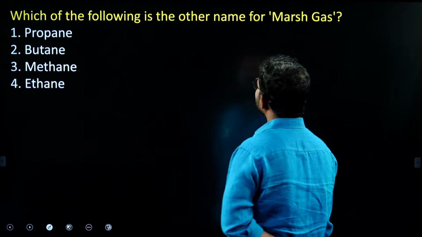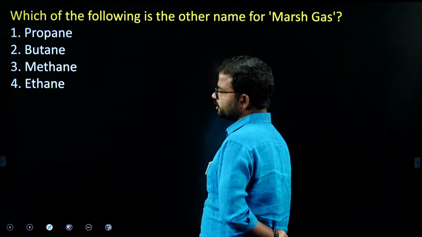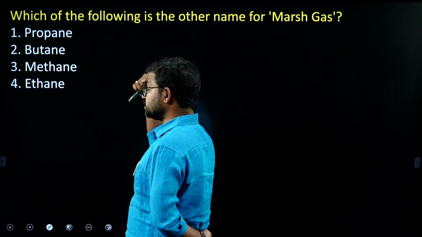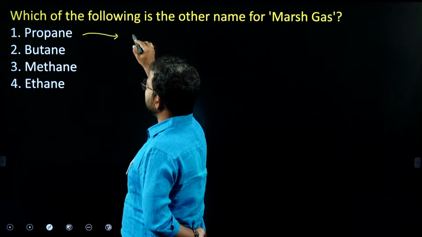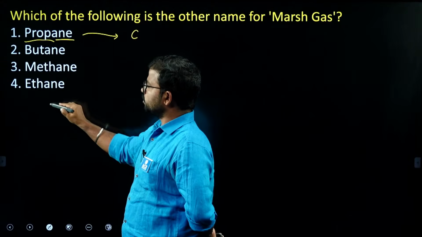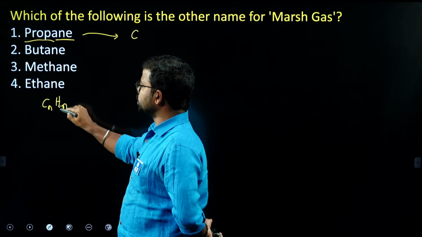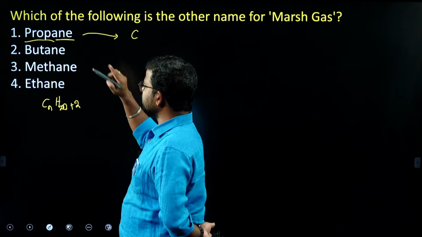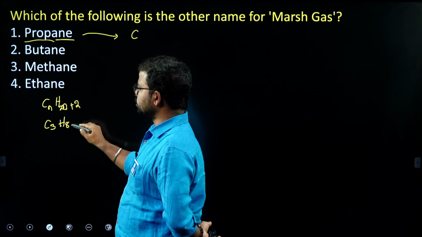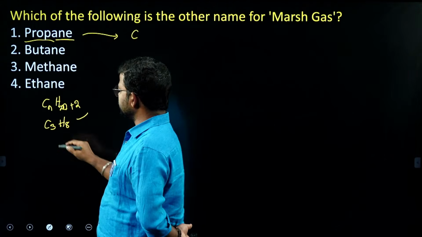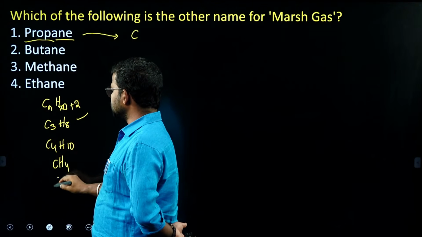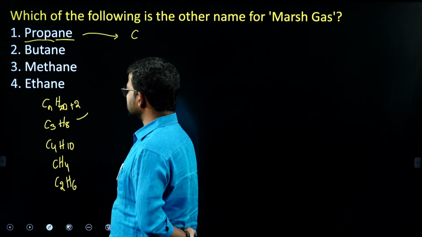Next, which of the following is the other name of marsh gas? Here they mention propane, butane, methane, ethane. Which is the correct option, guys? Propane means prop, 3 carbons. It is an alkane family. The formula of alkane is CnH2n+2. If you substitute n equal to 3, you get C3H8. Butane means C4H10. Methane means CH4. Ethane means C2H6.